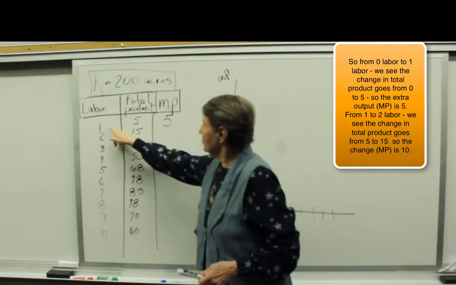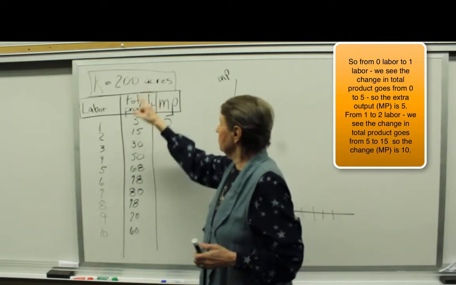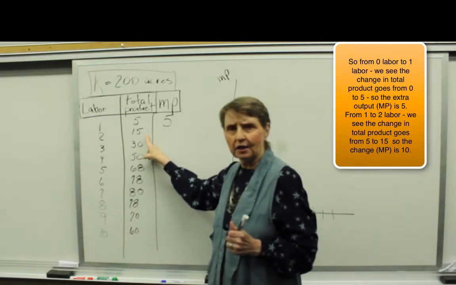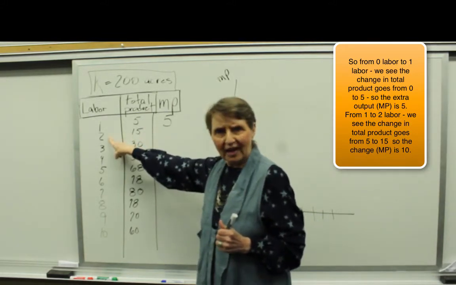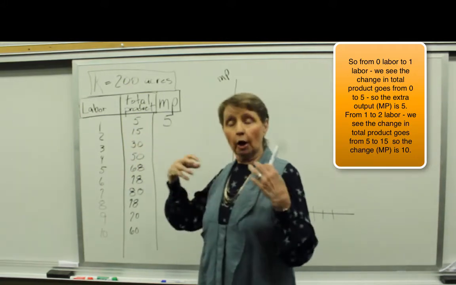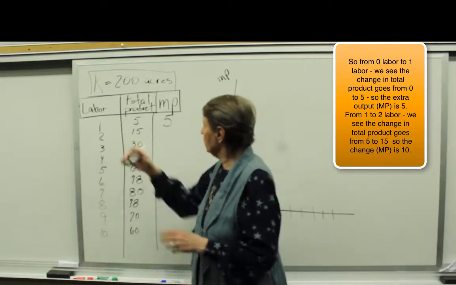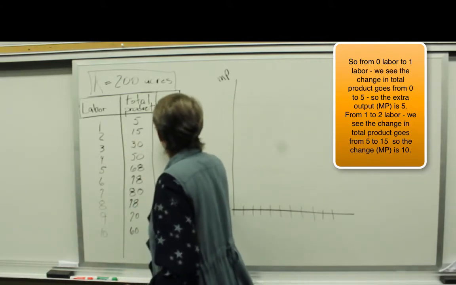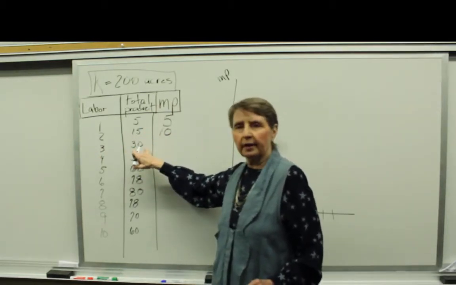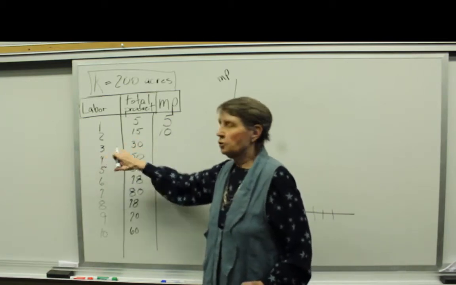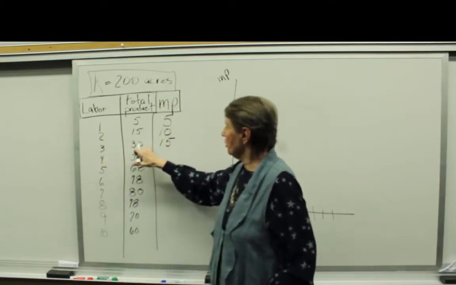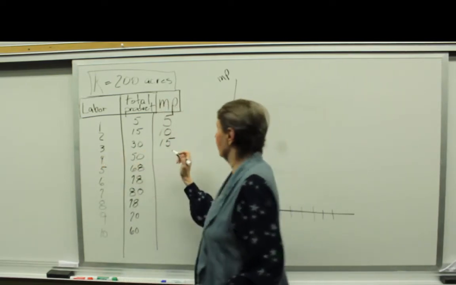When we add a second worker to our 200 acres, what we find is that our output increases from 5 bales to 15 bales. So by adding this second worker, my output increases. The marginal product, the additional output of worker number 2, is actually 10 bales. A third worker, my output goes from 15 bales to 30 bales. So the marginal productivity of worker number 3 is 15 bales, and worker number 4 is actually 20 bales.